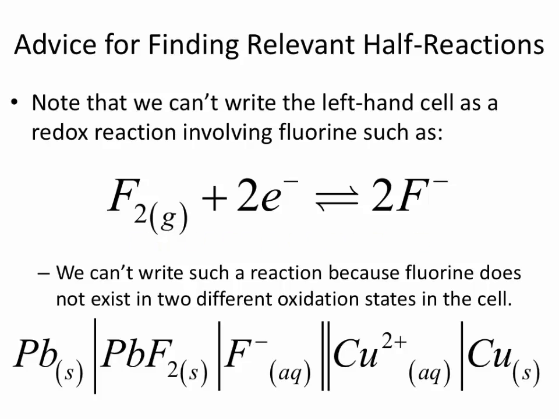Now we can't write such a reaction because fluorine does not exist in two different oxidation states in the cell. We have fluoride here, but we also have fluoride there. Remember that in lead fluoride, the fluoride here has a charge of 1-. And that means that we don't have this species around. We only have our fluoride around. We don't have fluorine in a different oxidation state.